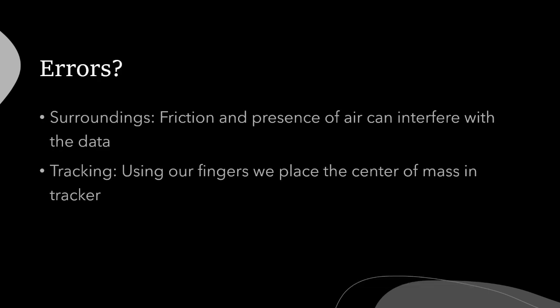Are there errors that could explain these deviations? Well, yes. Surroundings such as friction and the presence of air can interfere with the data. Also, tracking. Using our fingers, we place the center of mass in the tracker.